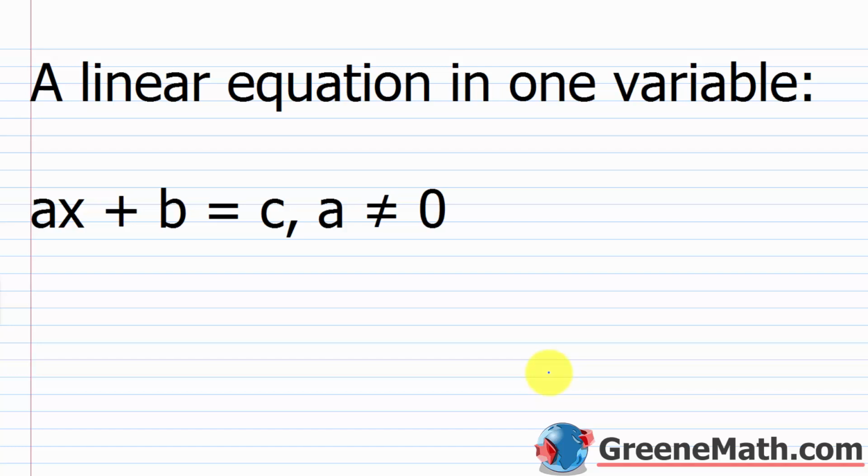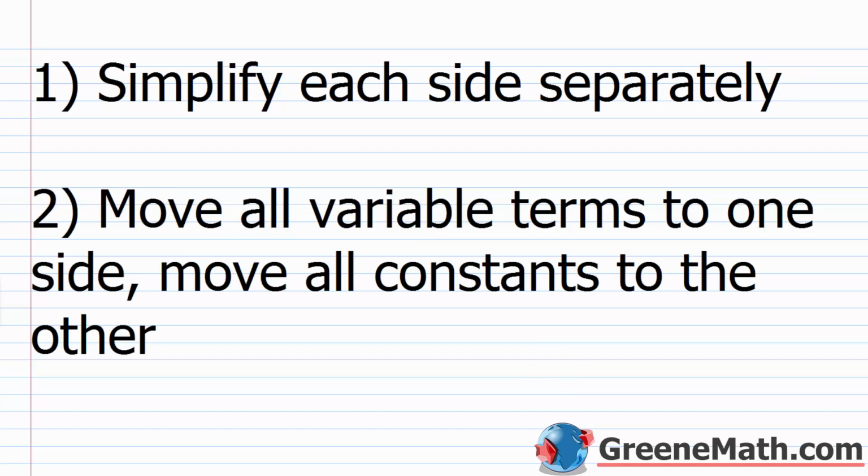So any equation of the form ax plus b equals c, where again, a does not equal 0. The method starts with step 1. We want to simplify each side separately. This is just where we combine any like terms, and we clear any parentheses we might have. Basically, we get things as simple as we can.